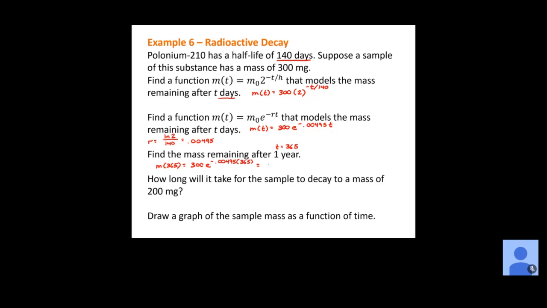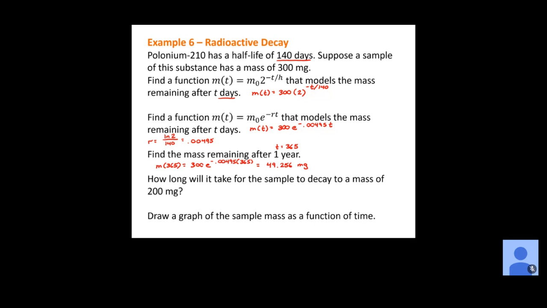If we do that now, that should give us 49.256. In this case, remember, we're talking about a mass of this substance. So having decimals here is perfectly fine. So we'll say that this is in milligrams now. So that's how much would be remaining after 1 year.